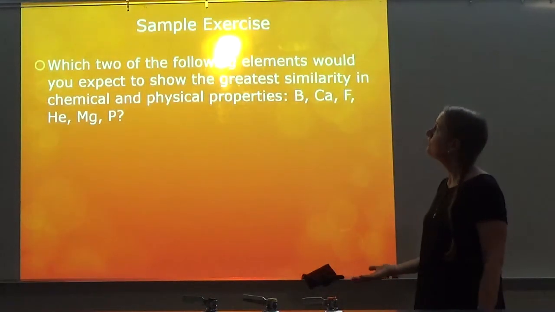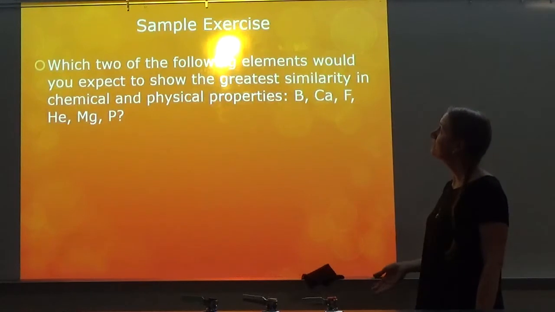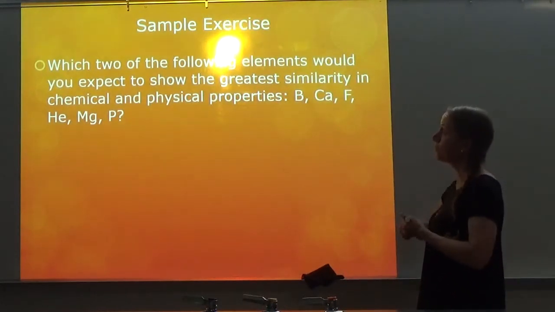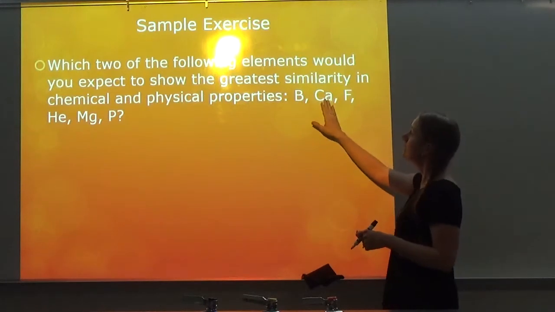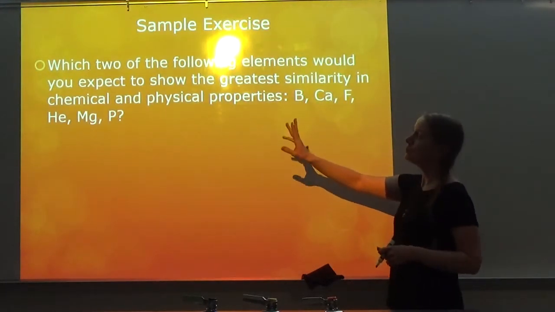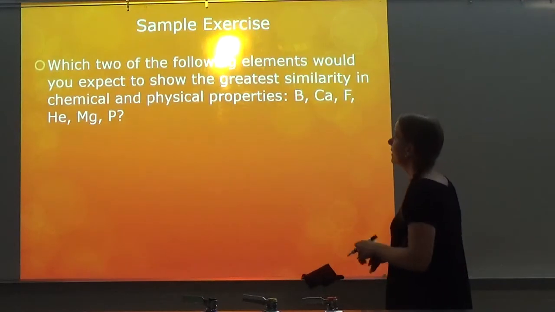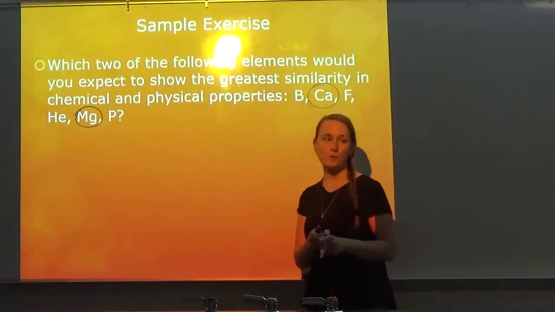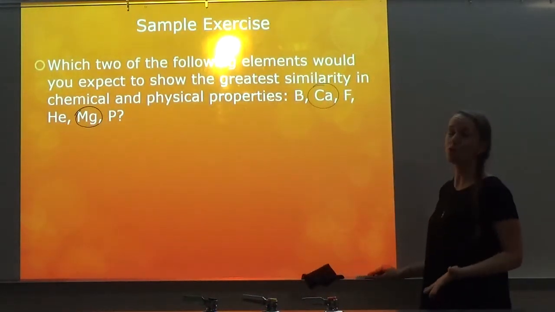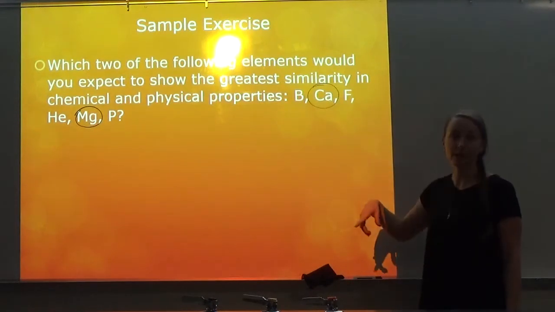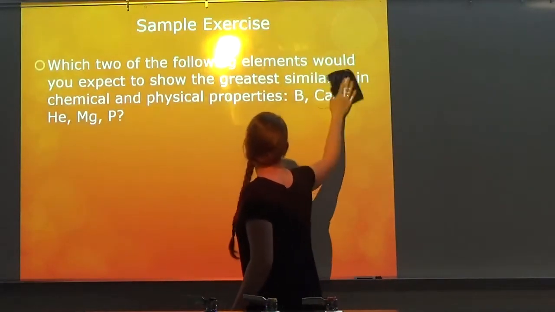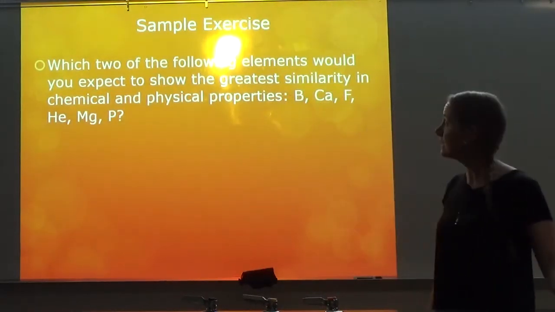So it says, which two of the following elements would you expect to show the greatest similarity in chemical and physical properties? Remember, elements in the same group or column tend to have the same physical properties. So if you look, we have B, Ca, F, He, Mg, and P. If I look at the periodic table, I can see that Ca and Mg are in the same group. So those would have the same chemical and physical properties because they're in the same group. None of the rest of the elements are in the same group. And remember, a group is a column. So it would be Ca and Mg because they're in the same group.